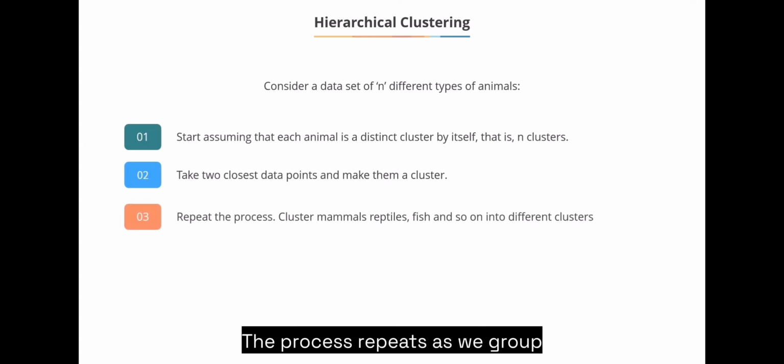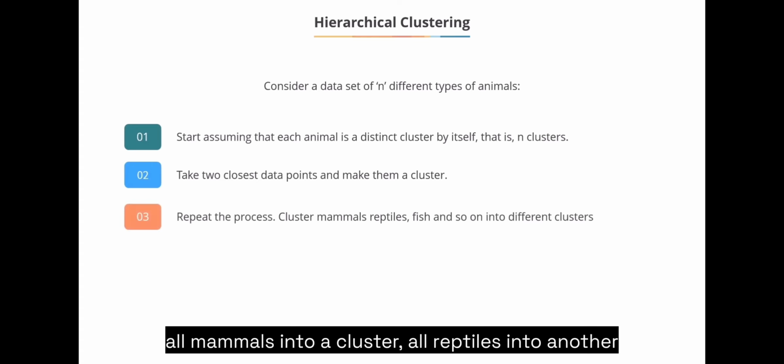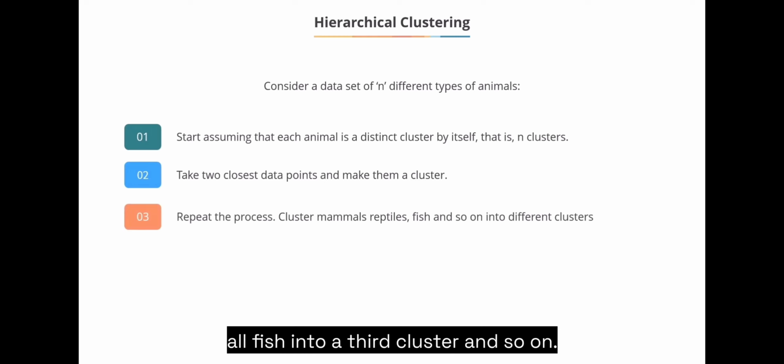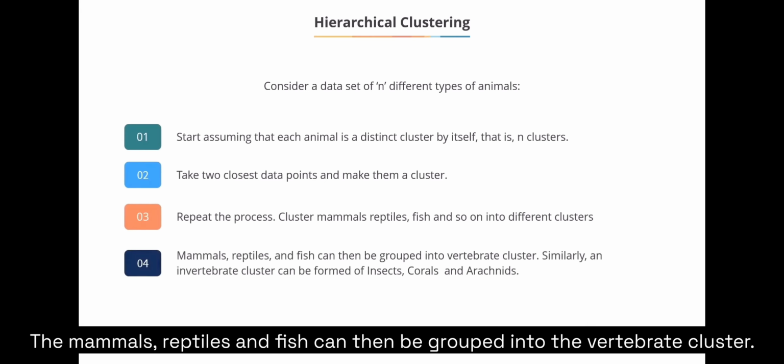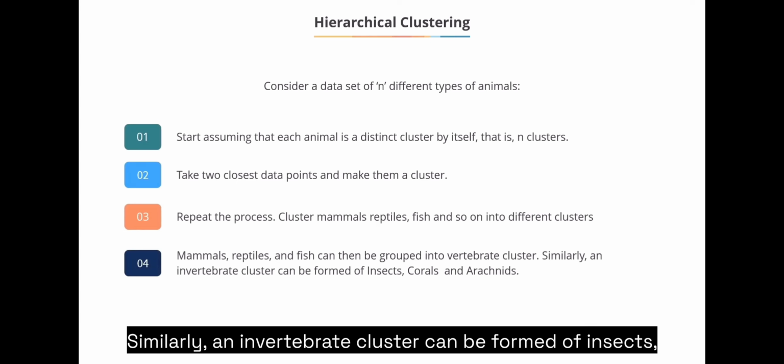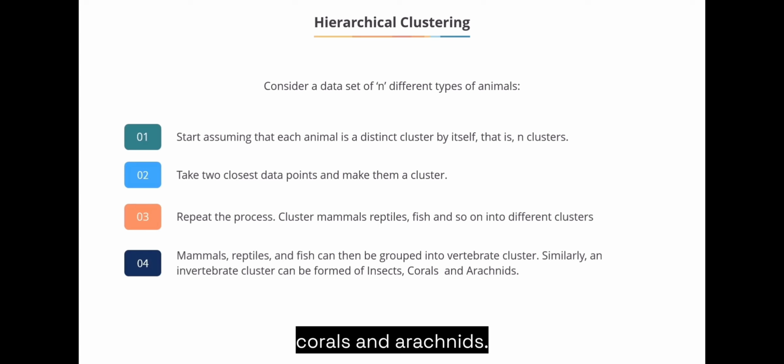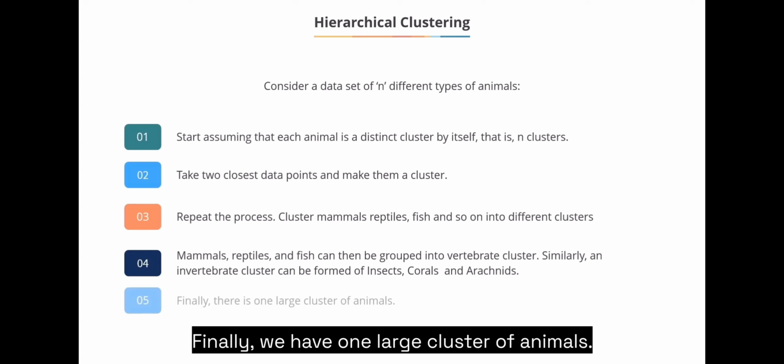The process repeats as we group all mammals into a cluster, all reptiles into another, all fish into a third cluster, and so on. The mammals, reptiles, and fish can then be grouped into the vertebrate cluster. Similarly, an invertebrate cluster can be formed of insects, corals, and arachnids. Finally, we have one large cluster of animals.